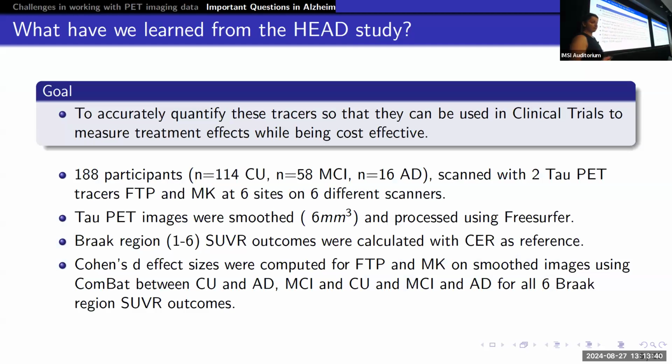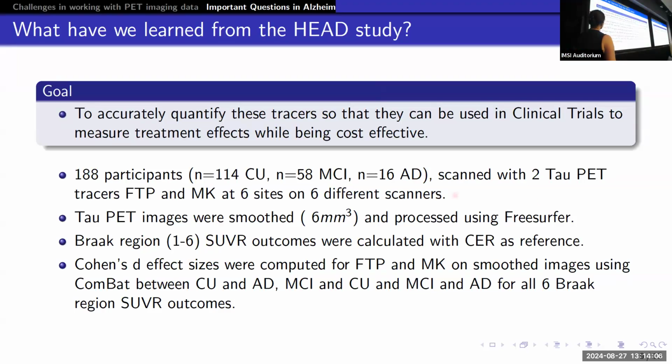What have we learned from the HEAD studies? The goal of the HEAD study is to accurately quantify these tracers so that they can be used in clinical trials to measure treatment effects while being cost effective. So I'm going to show you about 180 participants, cognitively unimpaired, mild cognitively impaired, and AD, that were scanned with 2 tau PET tracers, FTP and MK, at 6 sites, on 6 different scanners.